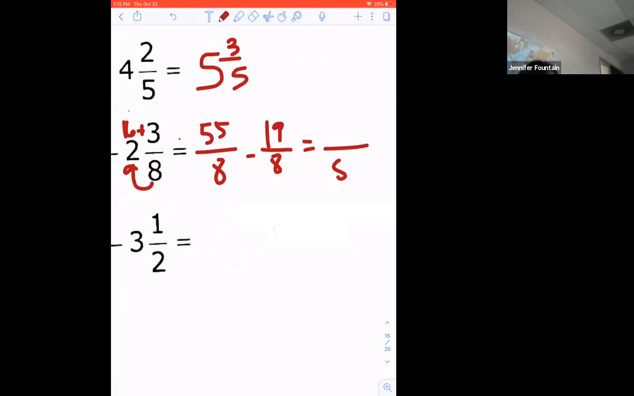So now I know my denominator is 8, and 55 minus 19 is going to give me 36. So 36 over 8.